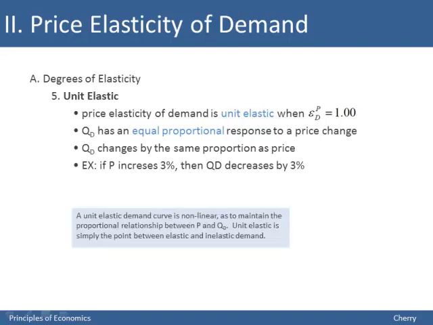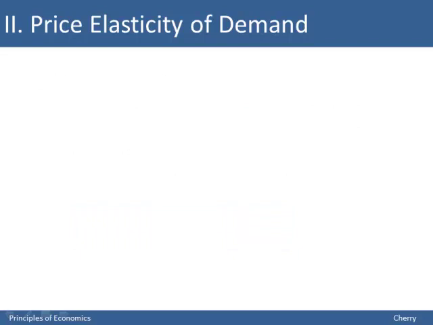The demand curve for unit elastic is non-linear and it can be somewhat confusing, so we're not going to discuss that. Just to review a bit, we have 5 categories: 2 broad categories, elastic and inelastic, but then we have 3 special cases: perfectly inelastic, perfectly elastic, and unit elastic.